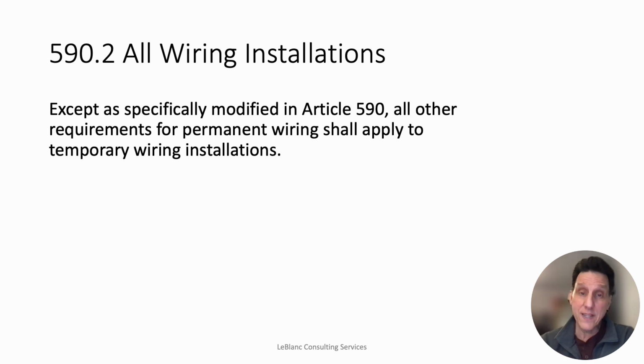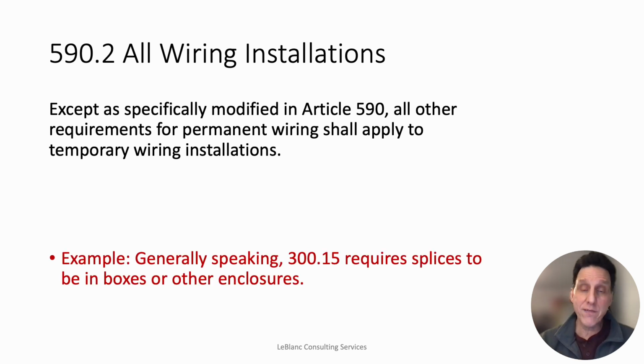I think one of the most important rules in this article is 590.2, and it's a reminder. Except as specifically modified in Article 590, all other requirements for permanent wiring apply to temporary wiring installations. So, just one example, we could give a million examples. Generally speaking, Section 300.15 is going to require splices to be installed in boxes or other enclosures, okay? But 590 may modify that requirement, and it does. Let's see how.